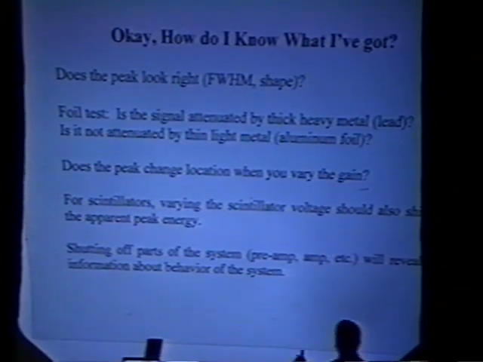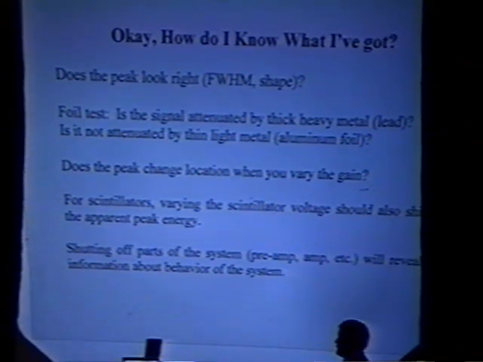Also, you can use a foil test. When I made this view graph, I had in mind electromagnetic emission or quanta, but you could also do the same thing for particles. If you have something that appears to be emitting gamma rays, let us say, you can try to attenuate that signal by putting lead in front of it. That should attenuate the signal, and you should be able to calculate about how much attenuation should be expected based upon how thick a shield you've made.